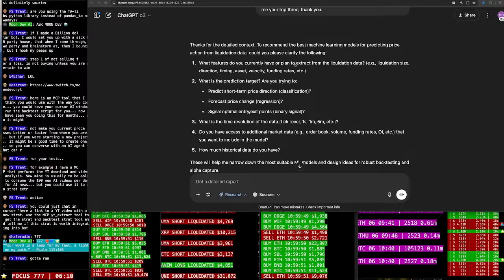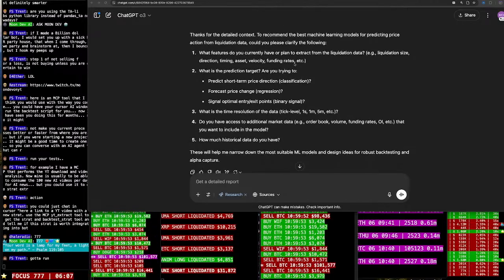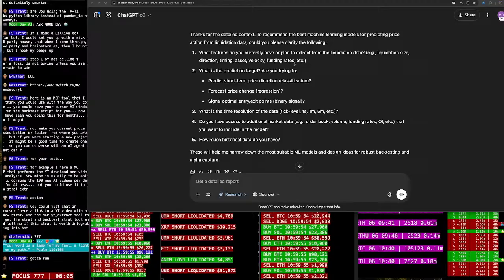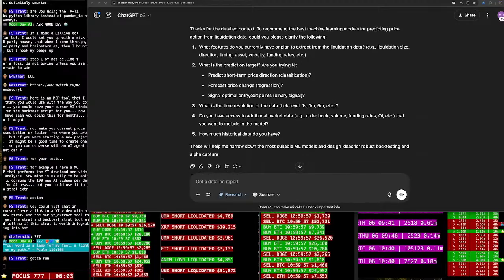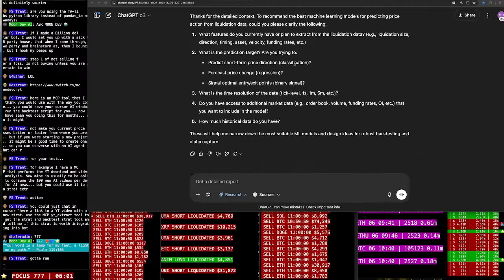Thanks for the detailed context. To recommend the best machine learning models for predicting price action from liquidation data, could you please clarify the following?